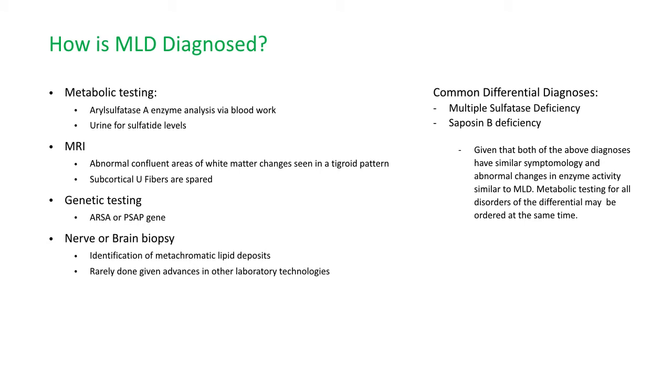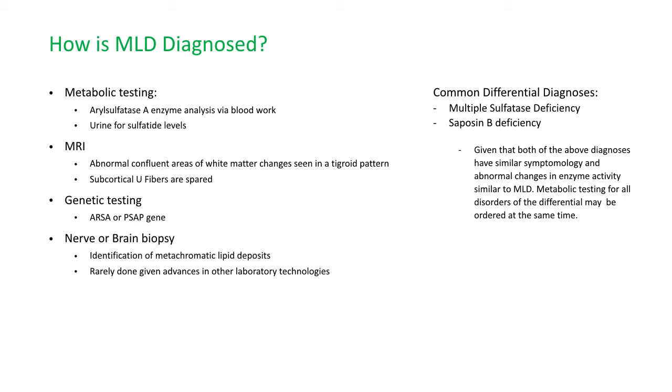How is MLD diagnosed? MLD is diagnosed through blood work. They'll look at the level of arylsulfatase A enzyme activity in the blood, and then urine is sent for sulfatide levels to confirm the diagnosis. If a child's enzyme level is in the deficient range, that suggests that they may have an MLD diagnosis.